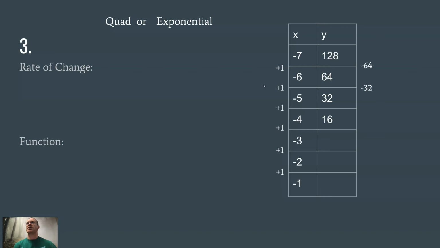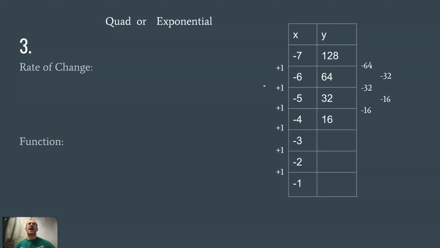So let's look at our last change of y that we can gather here in our table, which is down 16. All right, so now we have to decide, is it quadratic, is it exponential? So let's look at how those numbers are changing. So when I go from negative 64 to negative 32, I subtract 32. When I go from negative 32 to negative 16, I subtract 16. So that is not the same. They're not changing in the same way.